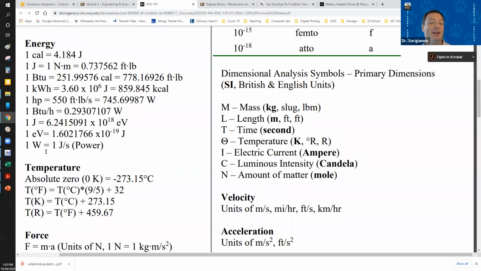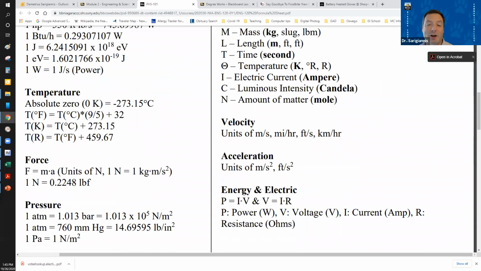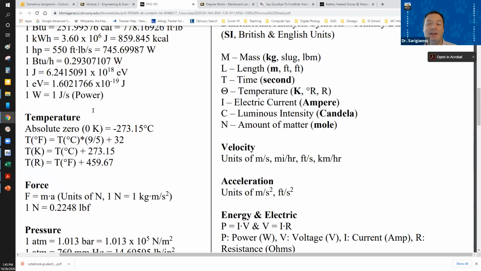Energy. Oh, here's watts. Let's see. Did I put the equations in here for energy and electric power? P equals IV. V equals IR. I'll tell you what they are. Power is in watts. Voltage is in volts. Current is in amps. Resistance is in ohms. But the unit you have here is power in watts.